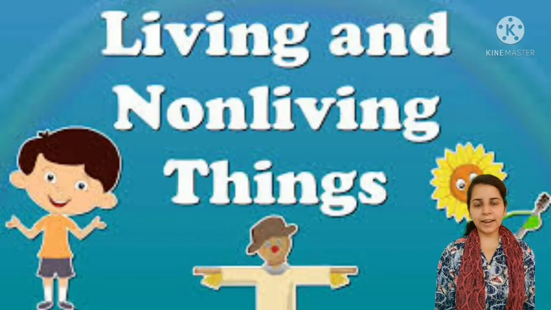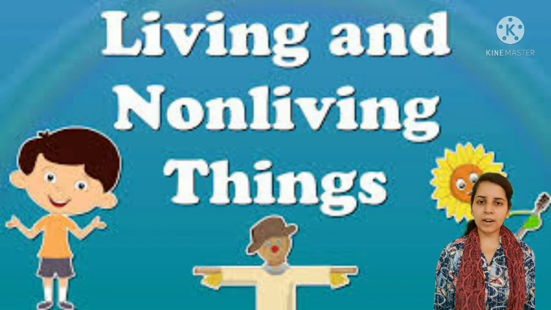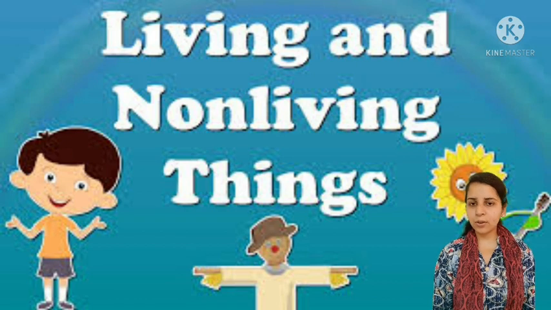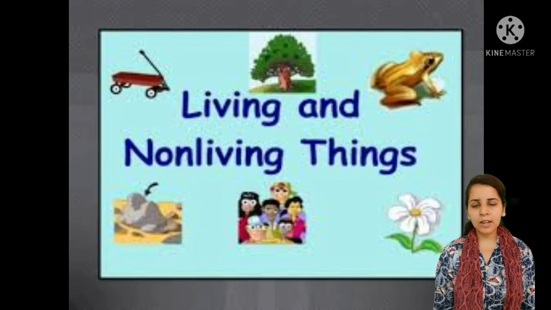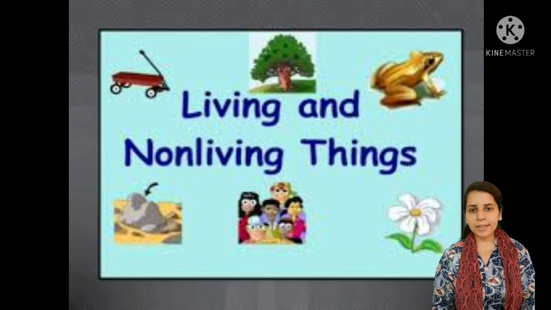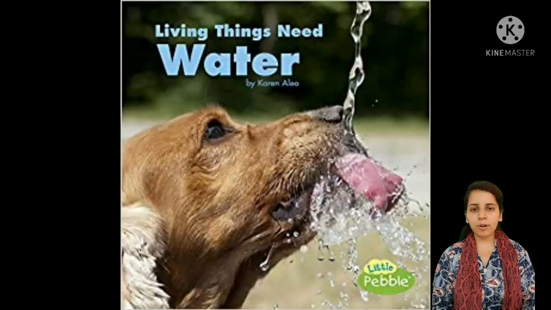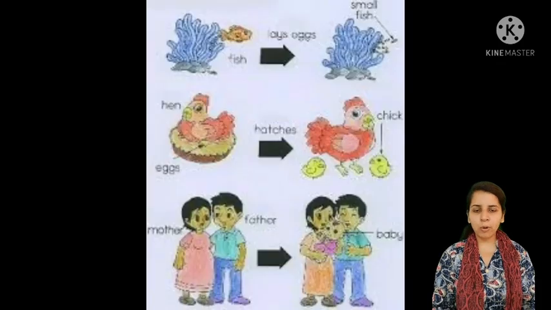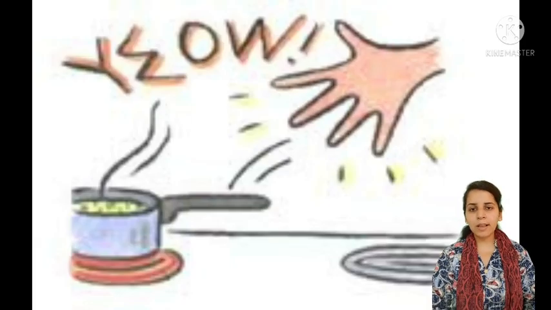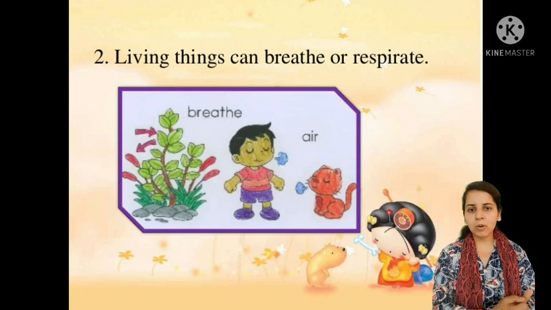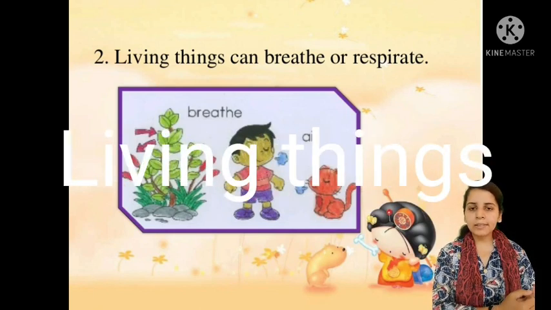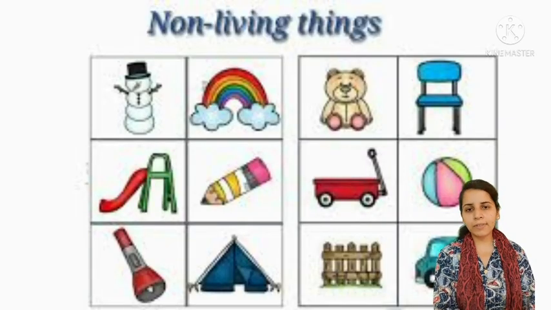So students, we can categorize things into two parts, which are living things and non-living things. So how can we identify whether a particular thing is a living being or non-living being? The things which need food and water, which are able to grow, which are able to reproduce, which feel and react, which breathe, those things are called living things. And the things which don't show these characteristics are called non-living things.